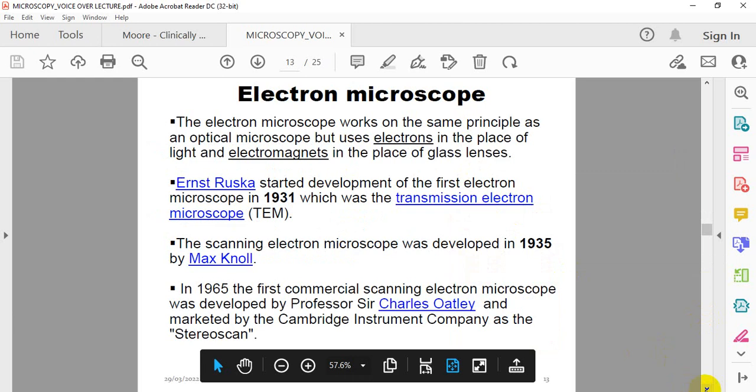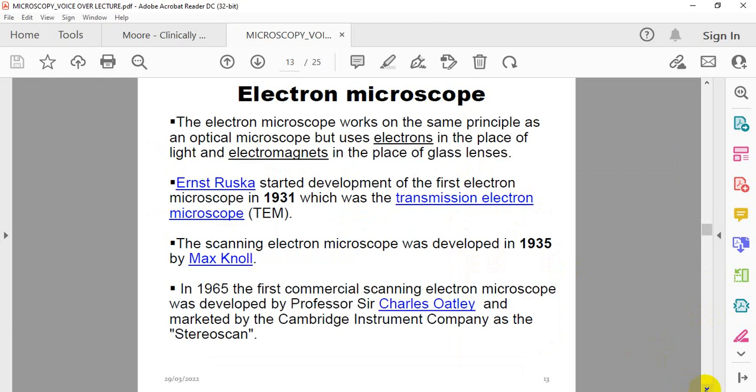So what is an electron microscope? It's a very big microscope and works on the same principles as an optical or light microscope, but uses electrons in place of light and uses electromagnetic plates in place of glass lenses. Why are we not using glass lenses over here, but we are using electromagnetic plates?